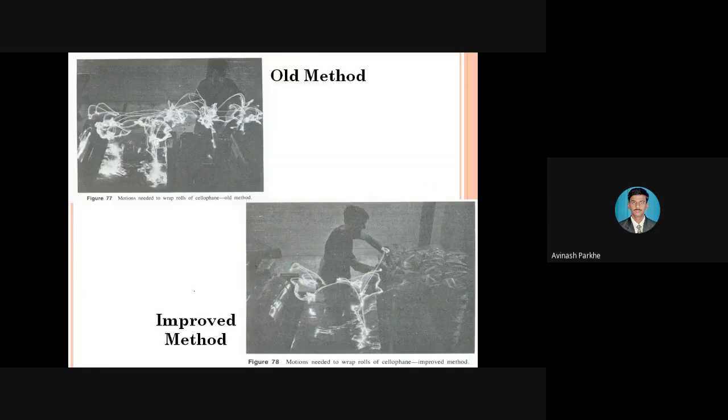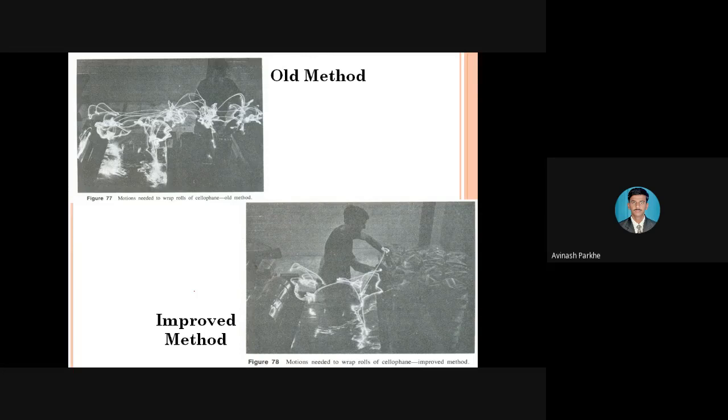So in yesterday's lecture we discussed this particular figure, the older method and the improved method. In the older method we can see how the repetitive movements are taking place, and those repetitive movements can be represented by the white color. Maybe the operator is working on any one machine, and during operation how the repetitive movements are taking place can be represented by those white lines.